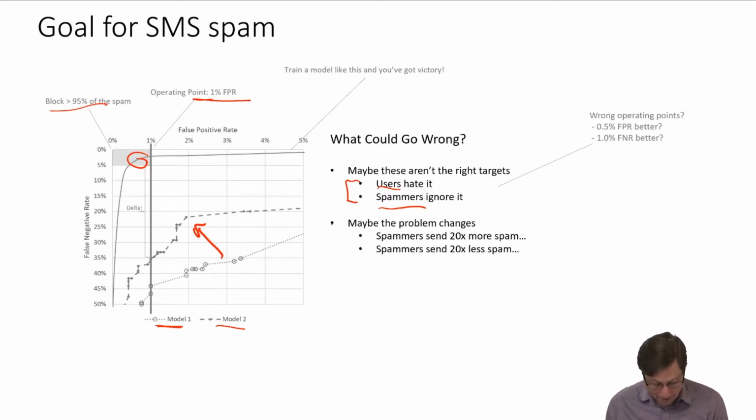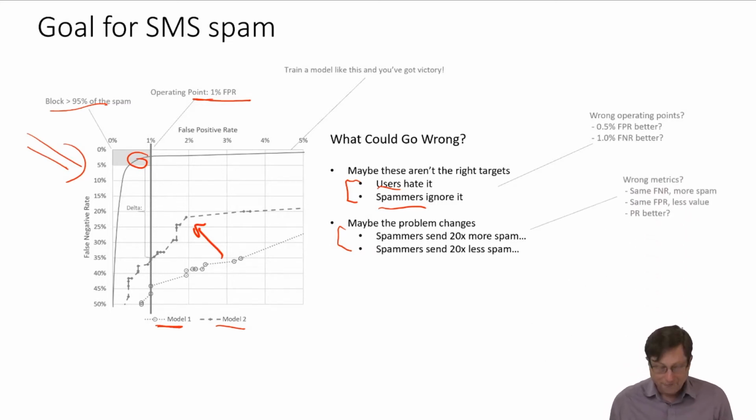The other thing that could happen is the problems could change. Spammers could start to send a lot more spam, or they could start to send a lot less spam. It might be because of something your model does, or it might be because they went on vacation, or they need more money, or Christmas is coming, or goodness knows. And the effect of this type of thing is that maybe you have the wrong metric, because if a spammer sends 20 times more spam and you're doing it via false negative rate, then you're not sensitive to the fact that the distribution has shifted.